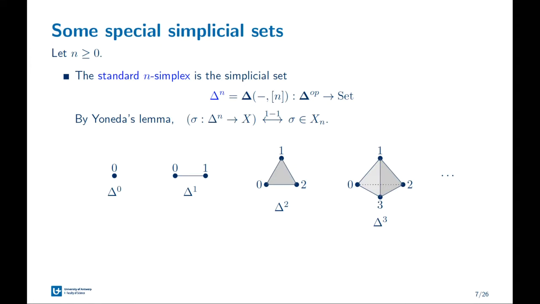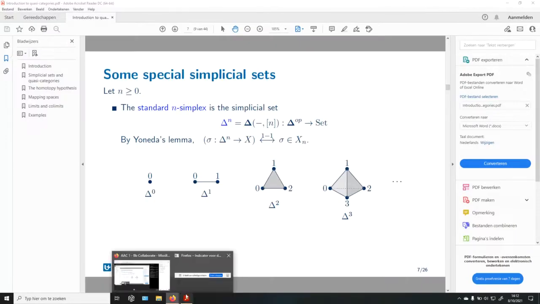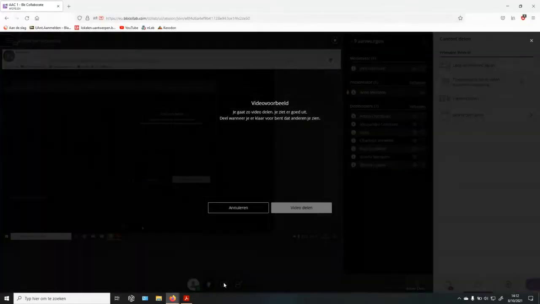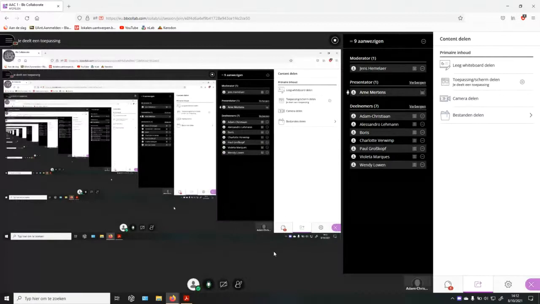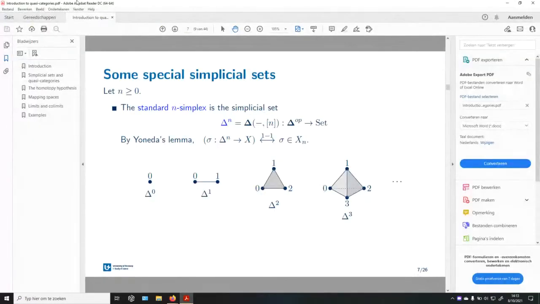Okay, I'm going to focus on some special simplicial sets which will play an important role in, I realize I'm not sharing my camera, I think. I can still do that if you want. Yeah. Sorry, people at home. Hello, here I am. Okay, sorry about that.